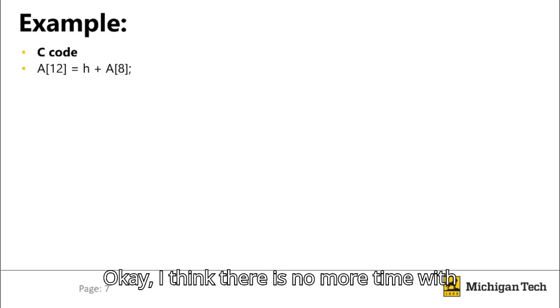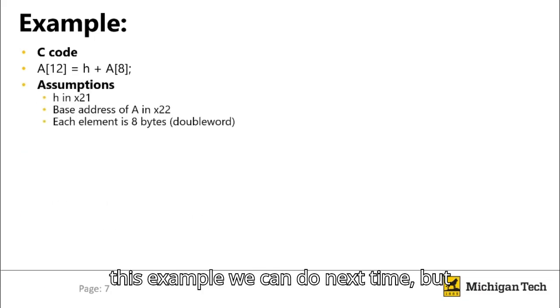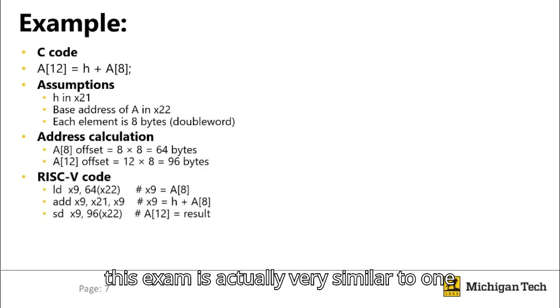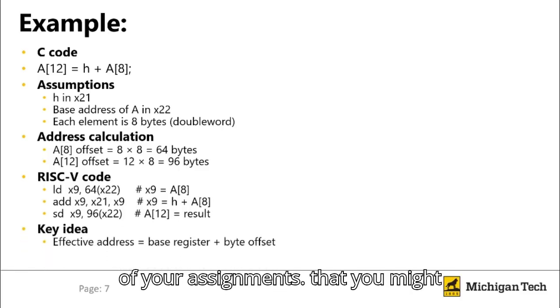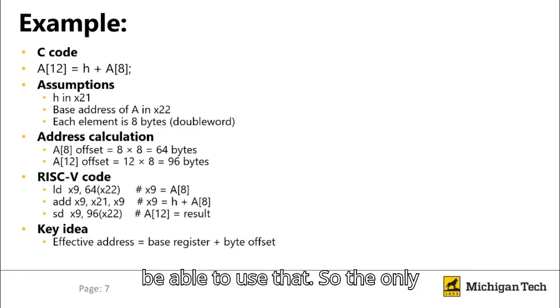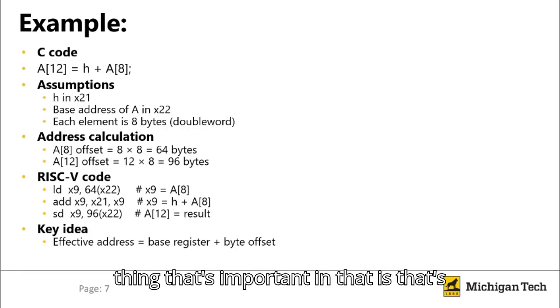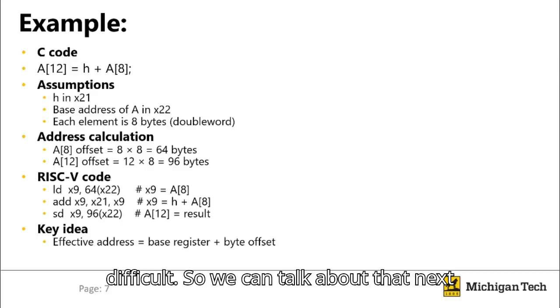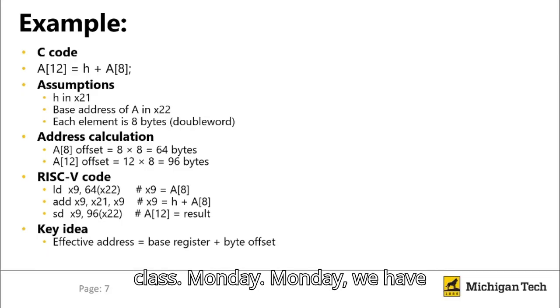Okay, I think there is no more time. With this example, we can do it next time. But this example is actually very similar to one of your assignments that you might be able to use. The only thing that's important in that is that it's a C code that uses an array. You are kind of modeling an array using assembly code. It's not difficult. So we can talk about that next class, Monday.